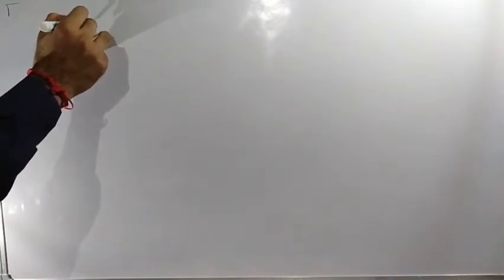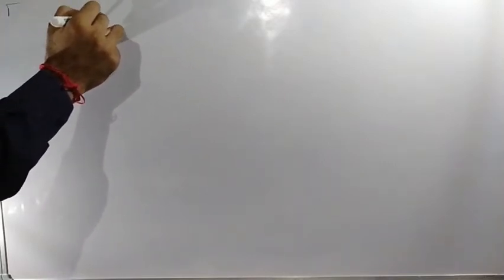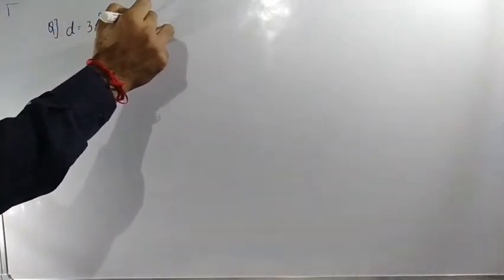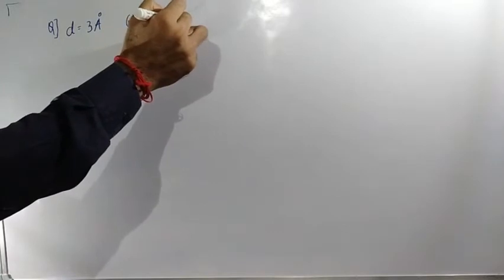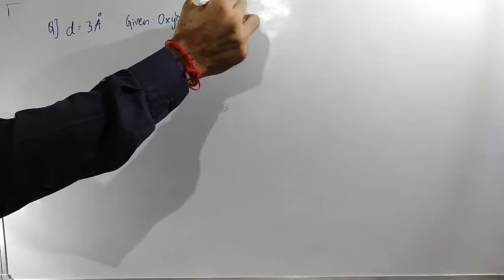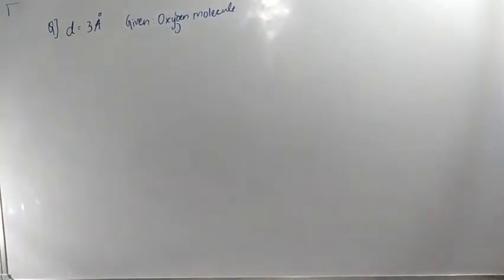The diameter of an oxygen molecule is 3 angstrom. The diameter of the oxygen molecule is 3 angstrom. Find the fraction of molecular volume to the actual volume.